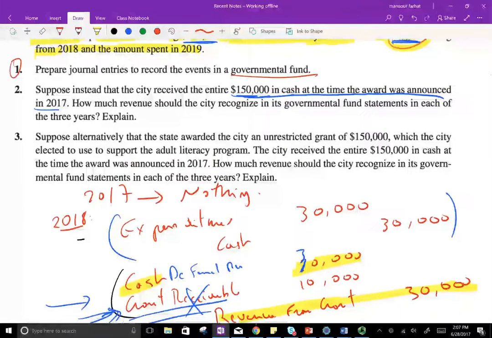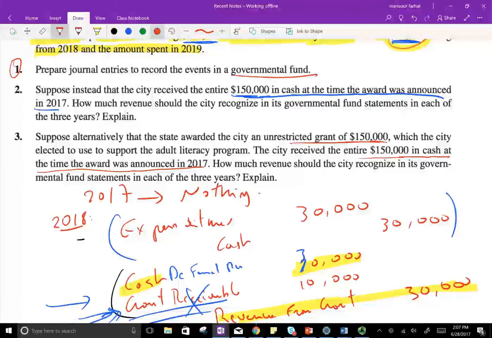Okay. Now, suppose alternatively, the state awarded the city an unrestricted grant, which the city elected to use to support the adult literacy program. The city received the entire 150 in cash at the time the award was announced. How much revenue should the city recognize in its governmental fund statement in each of the 3 years?